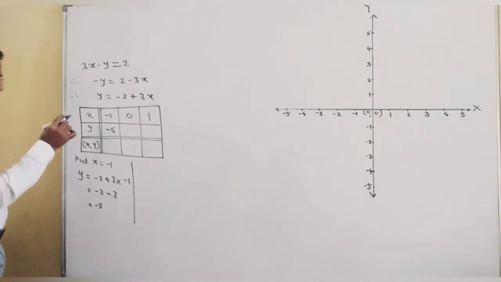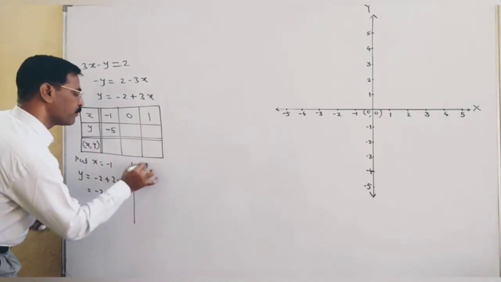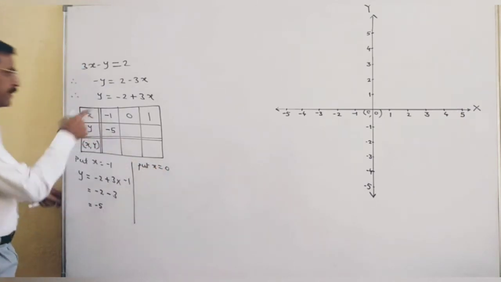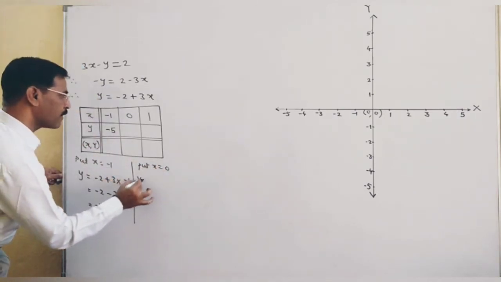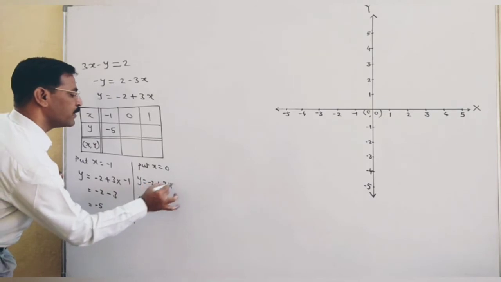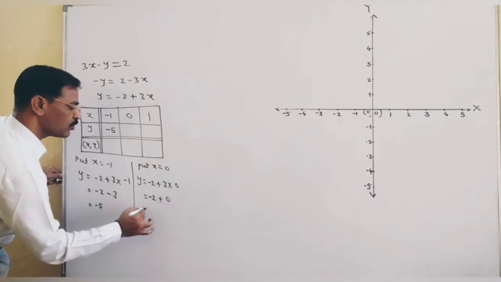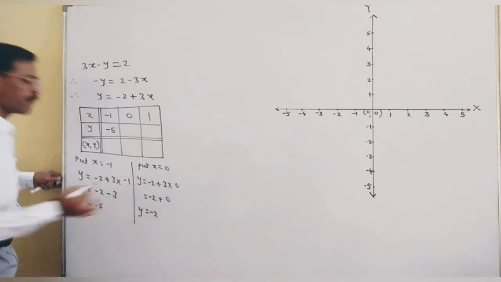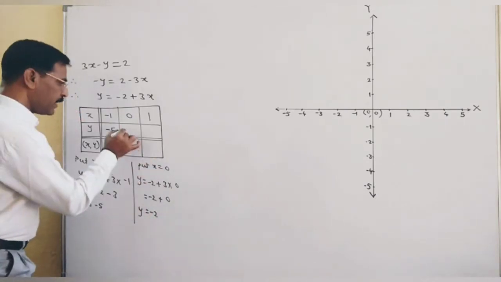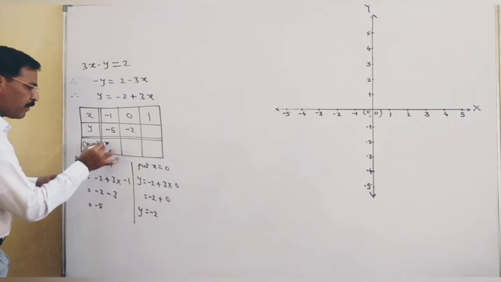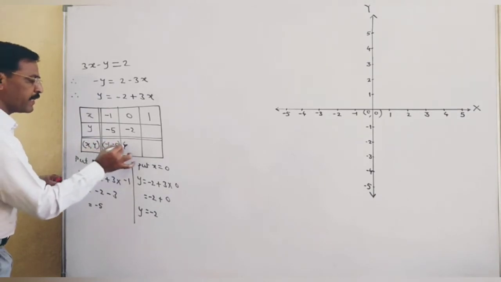Now you take x equal to 0. Put x equal to 0 in this equation. Let's see what we get. y equal to minus 2 plus 3 into 0. So minus 2 plus 3 zeros are 0. Here it is minus 2. y equal to minus 2, and you will write it here. So these are the coordinates we will get here.